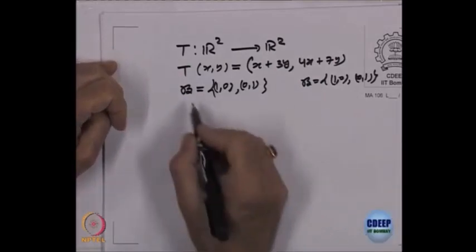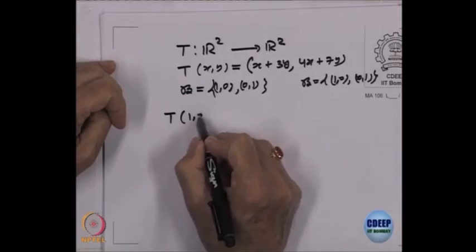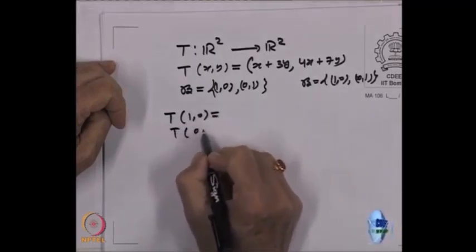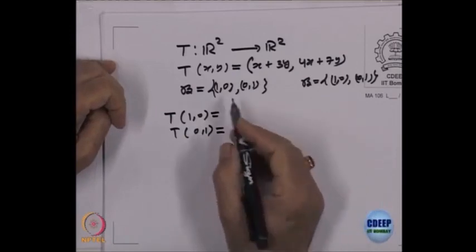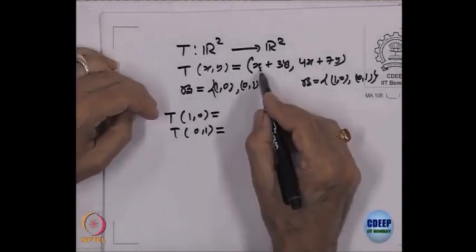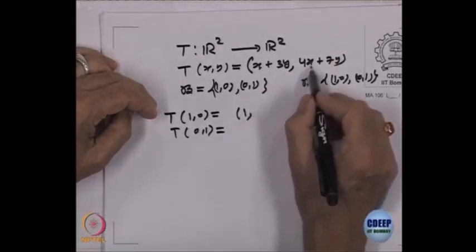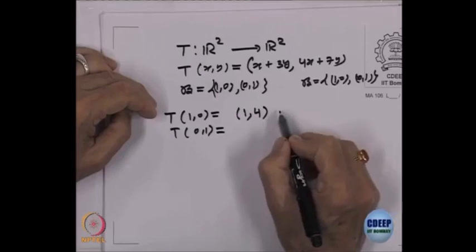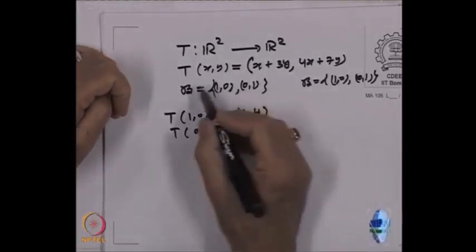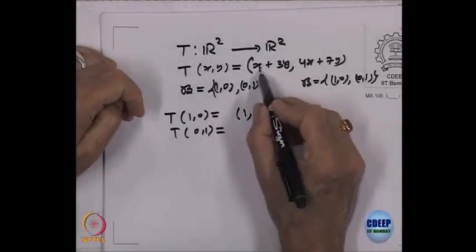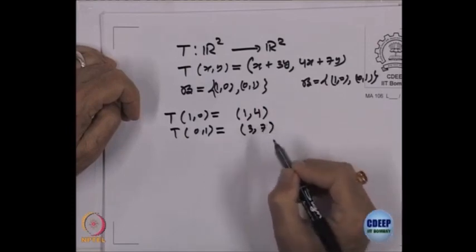Okay. So, what is T of (1, 0) and what is T of (0, 1)? I have to find the matrix of T. So, what is T of (1, 0)? First element is 1 and second element is 4. Is that okay? What is T of (0, 1)? x is 0, y is 1. So, this is (3, 7).